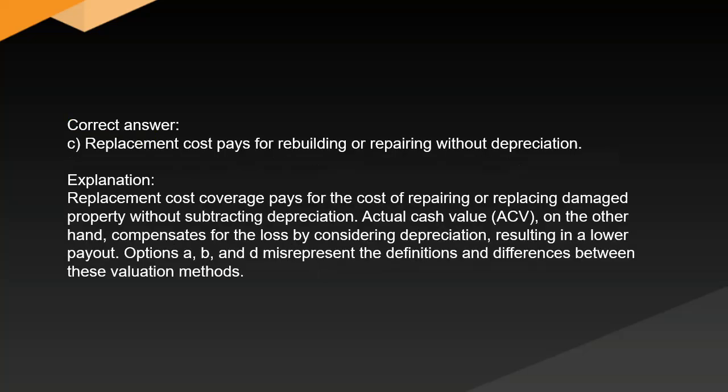Correct answer. C. Replacement cost pays for rebuilding or repairing without depreciation. Explanation. Replacement cost coverage pays for the cost of repairing or replacing damaged property without subtracting depreciation. Actual cash value, ACV, on the other hand, compensates for the loss by considering depreciation, resulting in a lower payout. Options A, B, and D misrepresent the definitions and differences between these valuation methods.